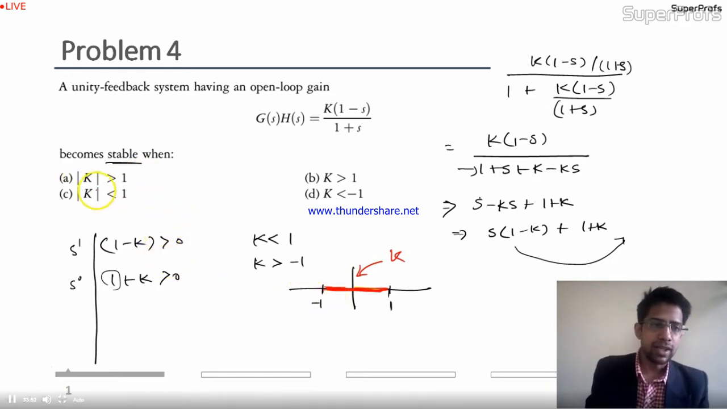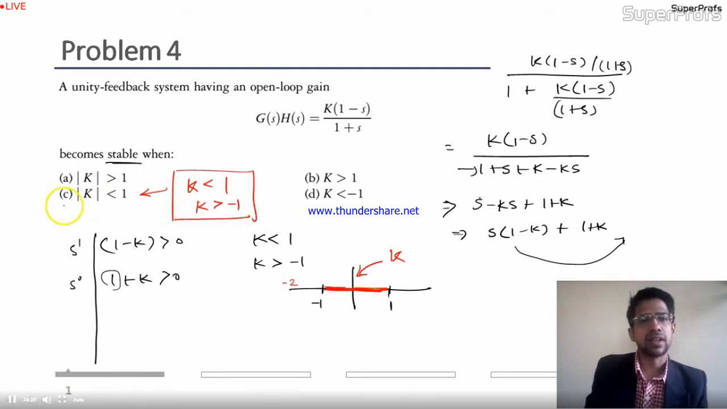So basically, mod of K should not be greater than 1, because if K's value is say minus 2, mod of K will be 2, which is not the condition. K cannot be greater than 1, K cannot be less than minus 1. But mod of K less than 1 is the correct value, because this condition means K is either less than 1 or K is greater than minus 1. Okay. So the answer here is option C.